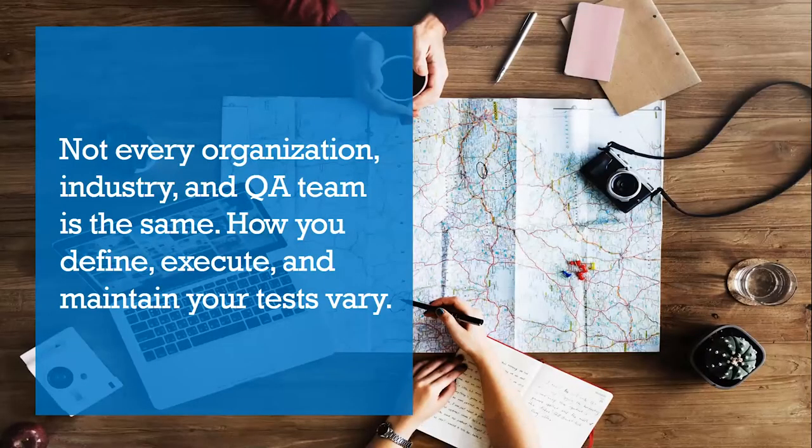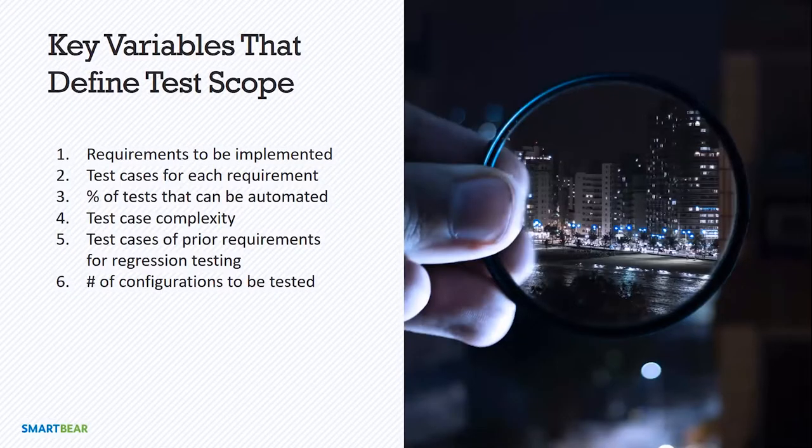So something to keep in mind in addition is that not every organization, industry, and QA team is the same. How you define, execute, and maintain your tests can vary. After talking to a series of QA managers, some key variables have surfaced that make most organizations unique. One is the requirements that need to be implemented within your organization and the test cases that you have for each of those requirements. Also, the percent of tests that can be automated. Greg mentioned earlier that not everything is going to be automated. There are some tests that are going to stay manual, and you have to be aware of what that actually means in your organization and what those tests are.